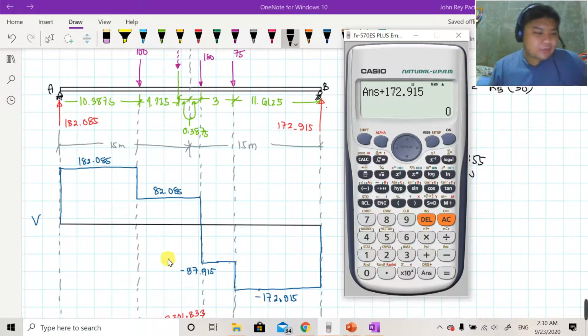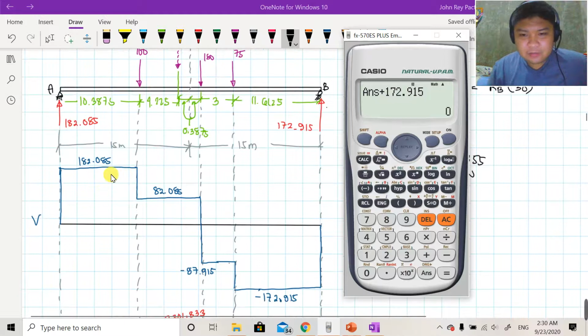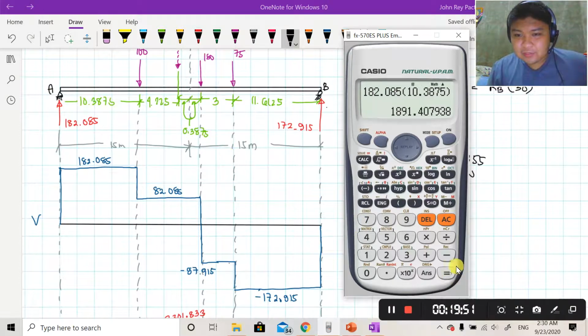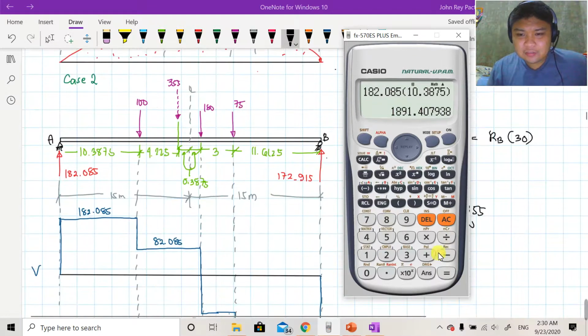For the case of moment diagram class, no, dapat no yung distances, halimbawa 182.085 multiply natin ng 10.3875. Kasi class, yun yung distance dito, no? 10.3875. So therefore, ang sagot natin is 1891.408. Ayan siya.